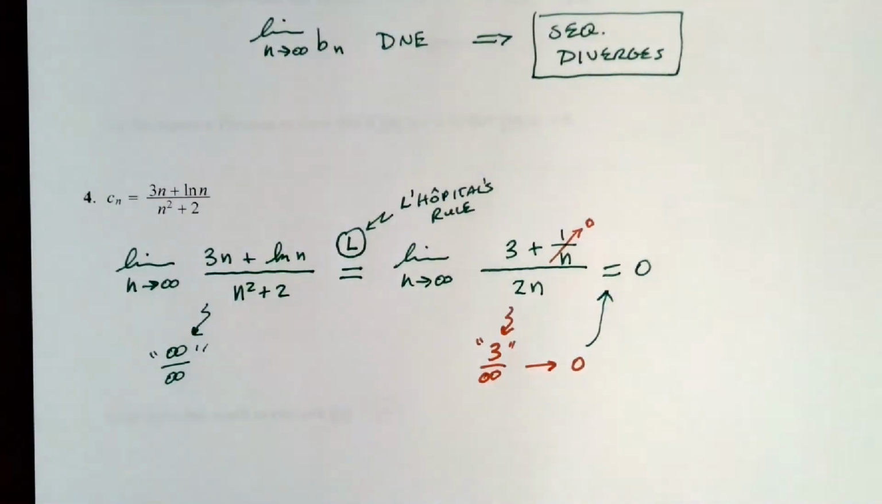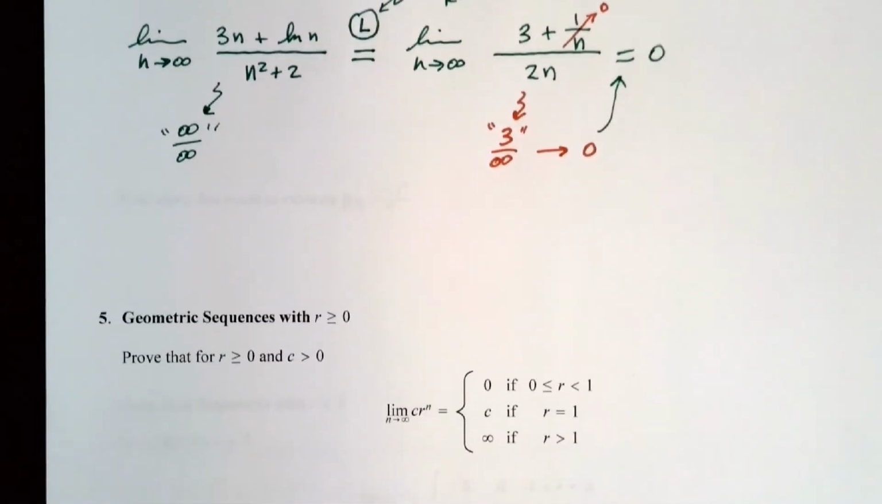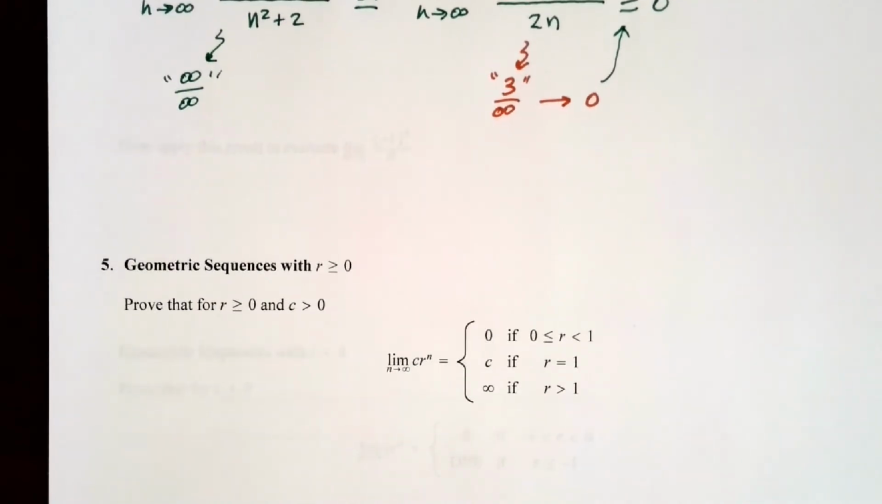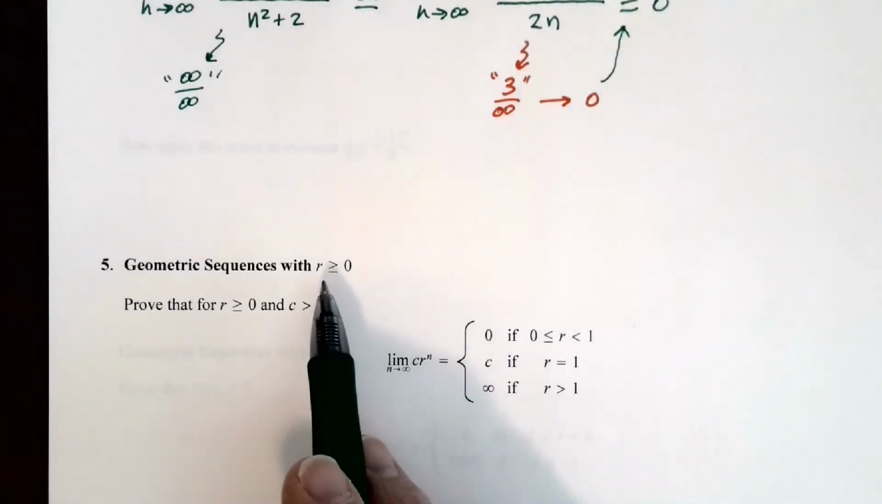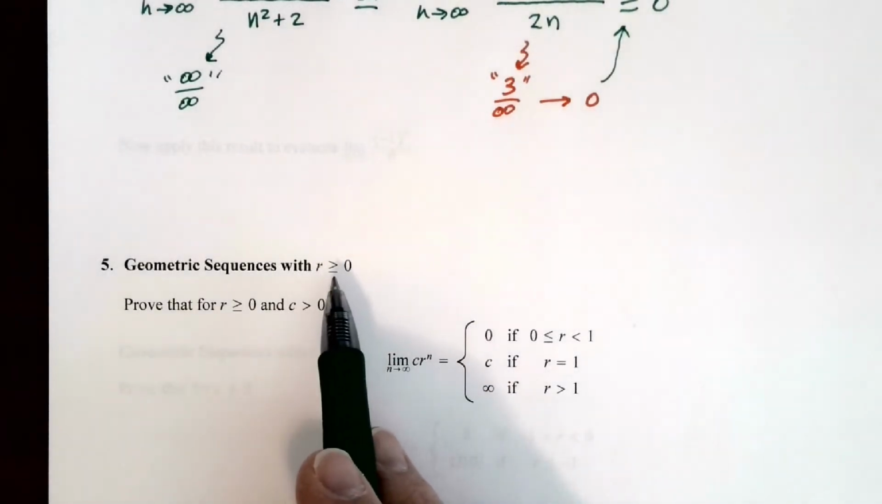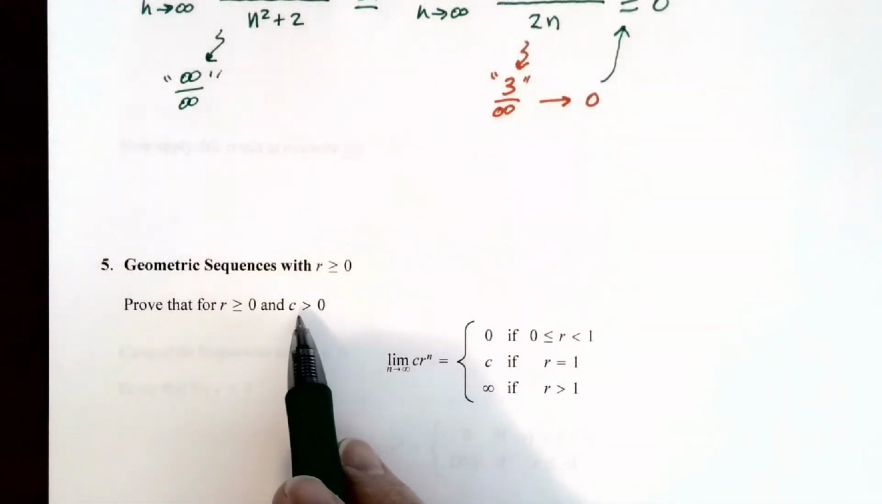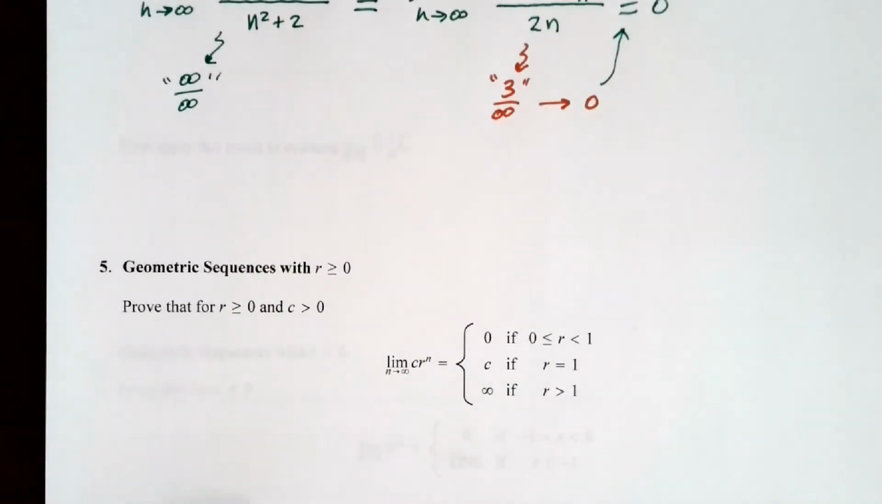Now, let's take a look at geometric sequences. You remember geometric sequences in the last video? We talked about those. Those were sequences where successive terms in the sequence were found by multiplying by some fixed value r. And we're going to look at geometric sequences first where r is greater than or equal to 0, so only multiplying by a positive quantity. And we're going to start with our first term, c here, in the sequence being greater than 0, being positive. So in other words, all the terms in our sequence will be non-negative.